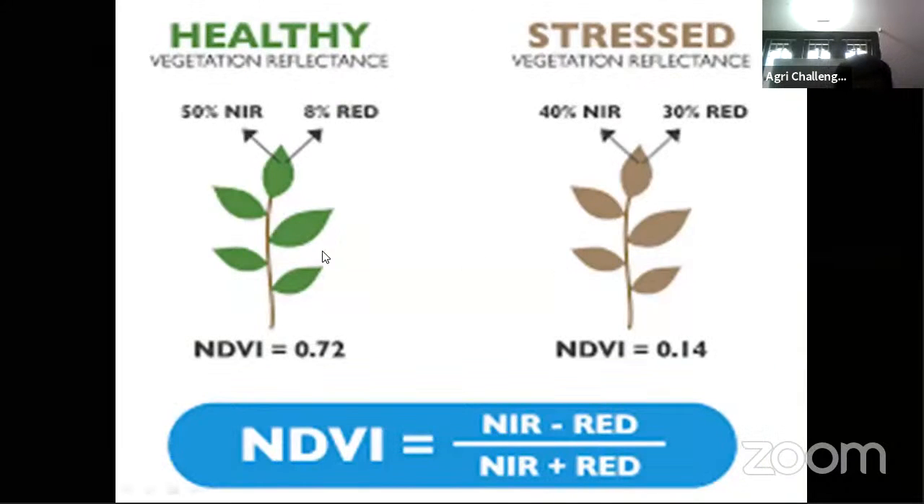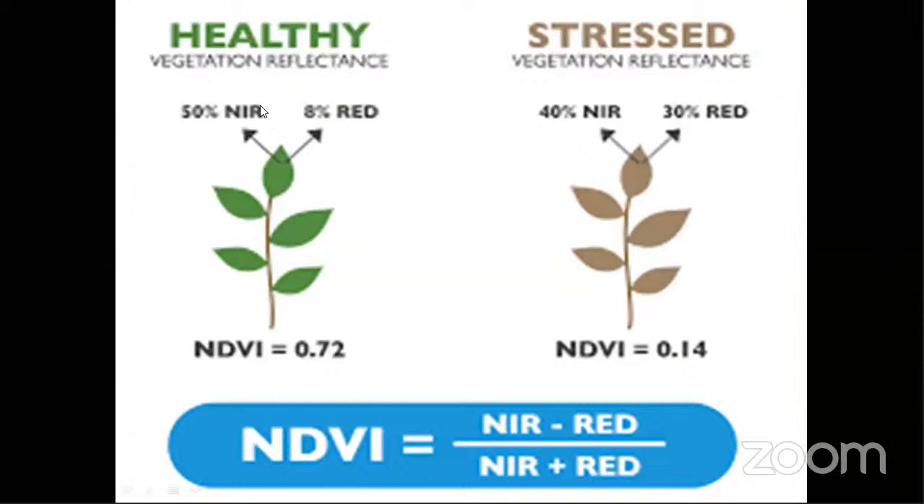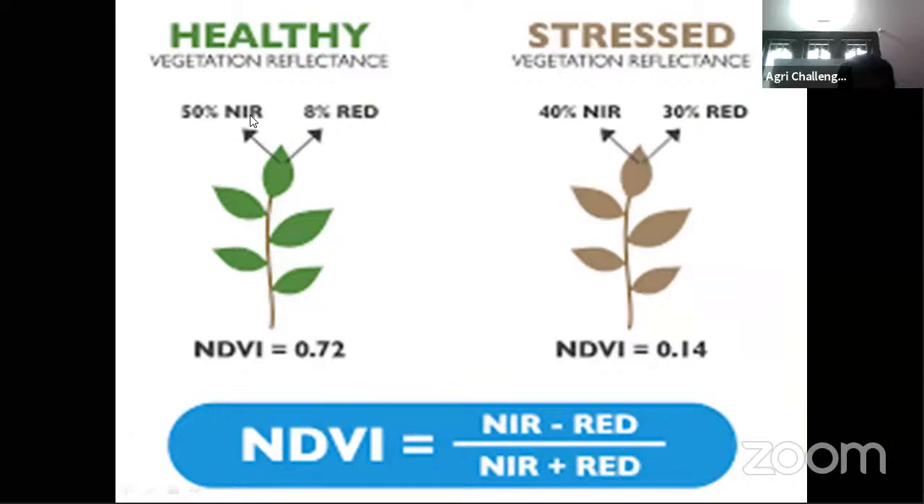NDVI. If NDVI is 0.72, then plants look like this, with 50% NIR and 8% red. It shows healthy vegetation. If your NIR... what is NIR? What is NIR? Right. What is spectrum? Electromagnetic spectrum.